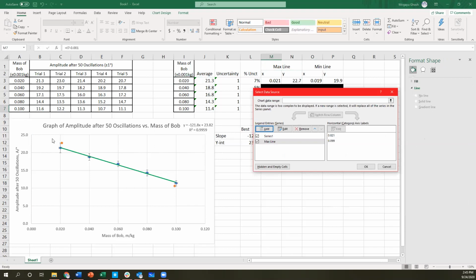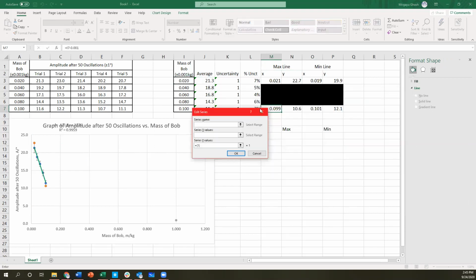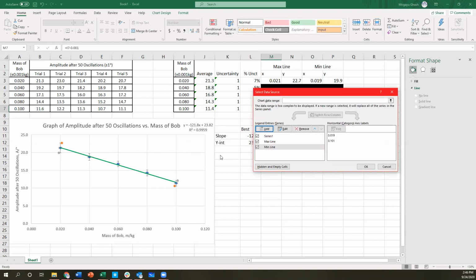And there you go. Do you see how it plotted those points? Good. So now, similarly, we're going to do the same thing, but for minline. Add. Series name is now going to be minline. The x values are going to be this, control this, and then the y values are going to be this, control this, right? Hit enter, and there you go.